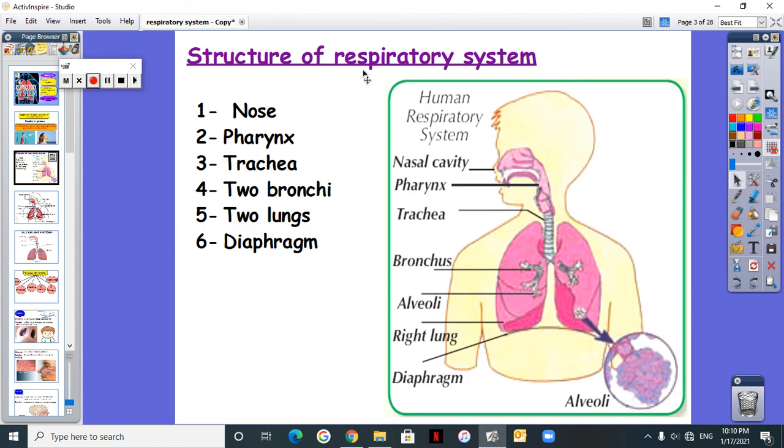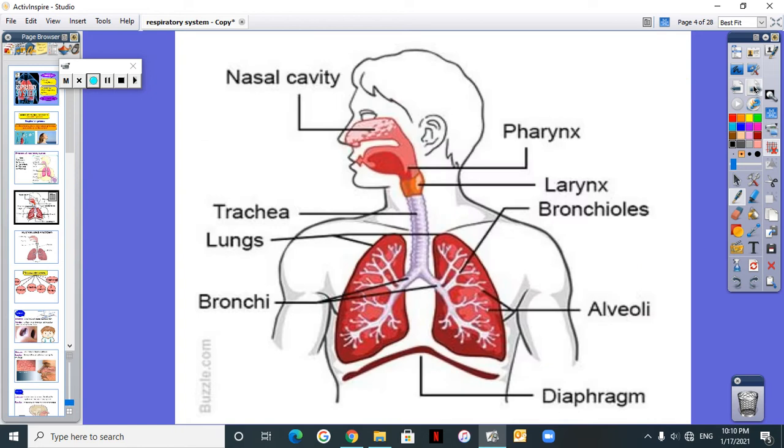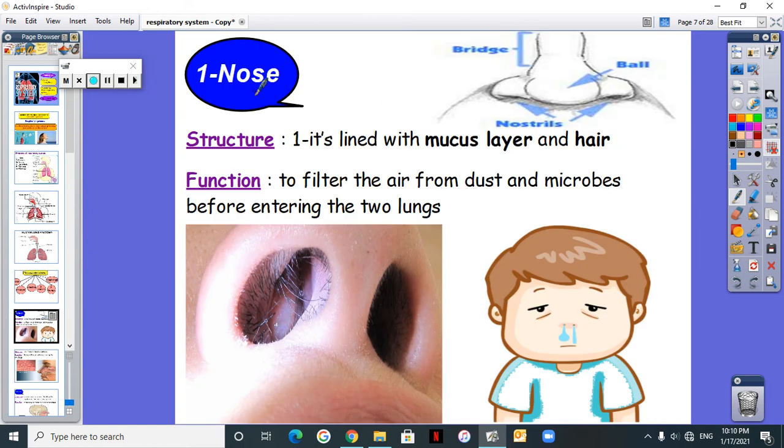Okay, the structure of the respiratory system: nose, pharynx, trachea, two bronchi, two lungs, and diaphragm. The structure of the nose: it's lined with a mucus layer and hair. What is the function of the mucus layer and hair? To filter the air from dust and microbes.